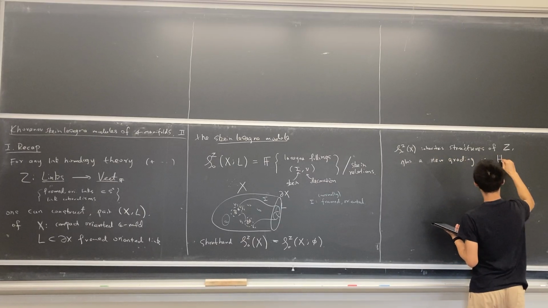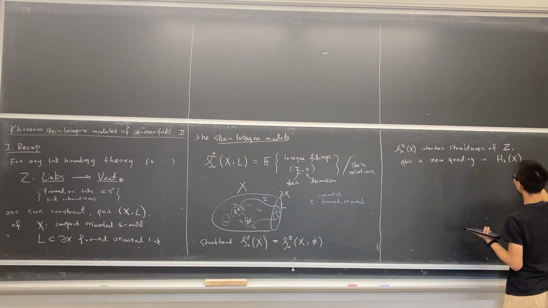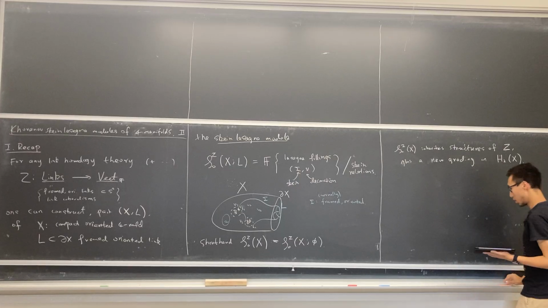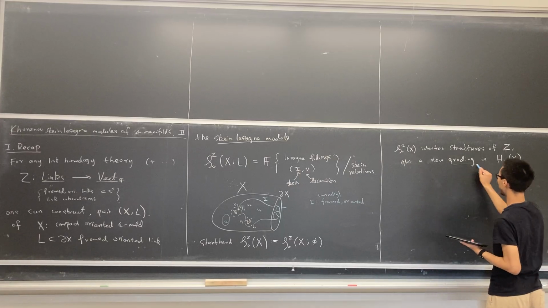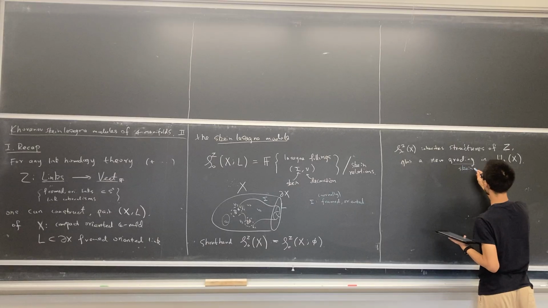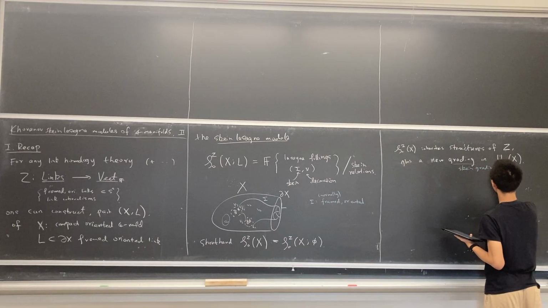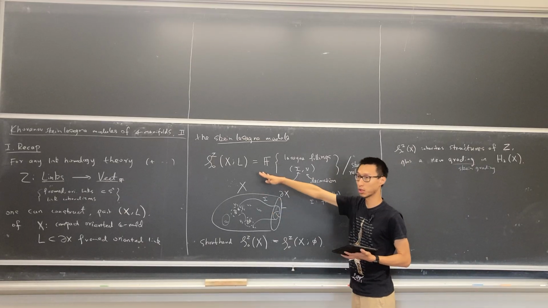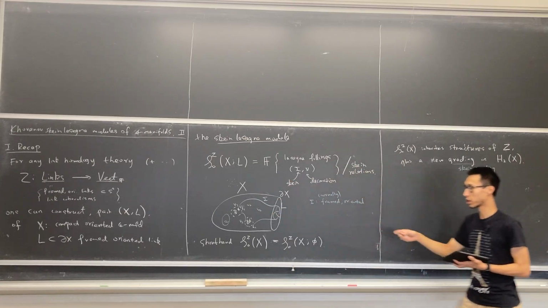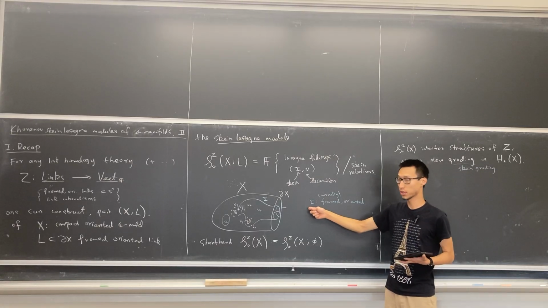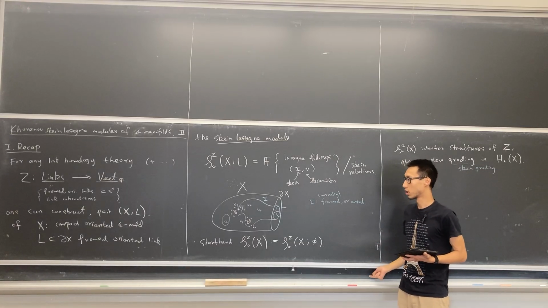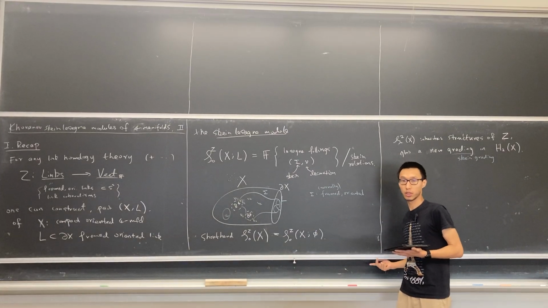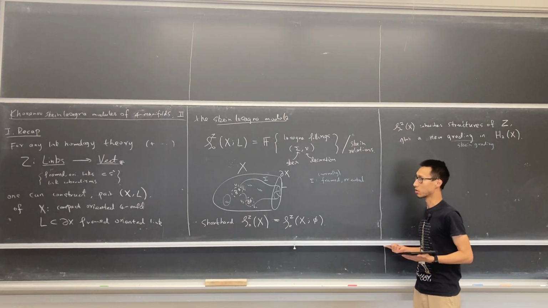The grading lives inside H2 of my manifold. I'm dropping the boundary link from this point on. This is referred to as the skein grading. If you have a lasagna filling representing some element in the skein lasagna module, the skein grading of that is just the second homology class represented by my surface. You might complain that there are some input balls, but you can still make sense of taking the second homology class.